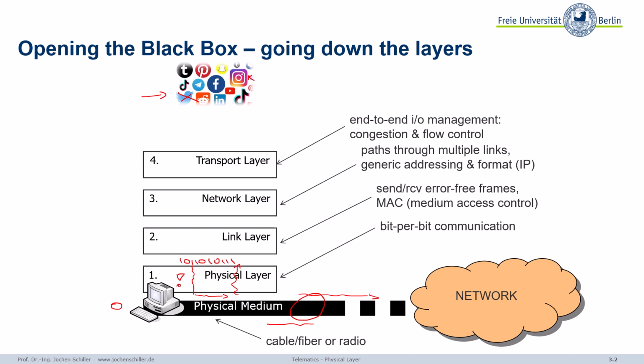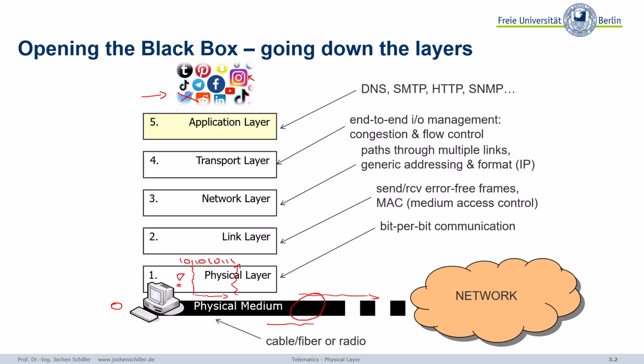On top of that, the transport layer. So here we have a real end-to-end communication from one process to another process on hosts. We'll talk about congestion control, flow control, and we will have a look into different protocols. On top of that, this is something you should know, is our application layer where we have our DNS, SMTP, HTTP, SNMP, and some others.